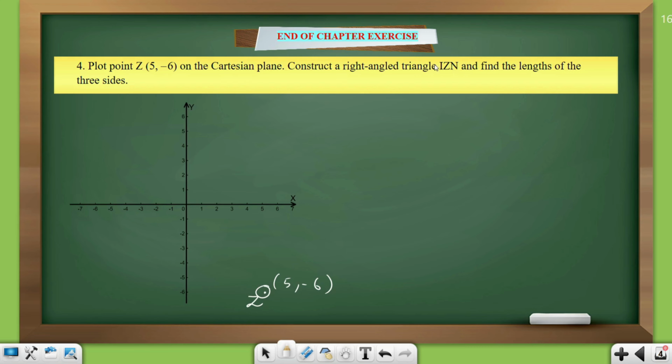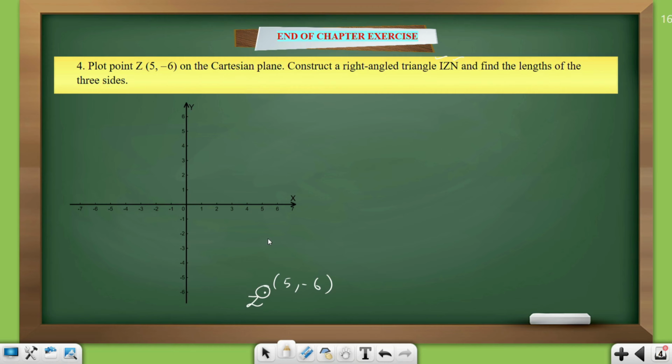Now our work is to select two more points called I and N, so that the triangle IZN should be a right angled triangle. Here is our important point. You know the point Z. I have to select two points I and N so that the triangle should be a right angle triangle, right? So what is the concept of a right angle triangle? One of the angles should be 90 degrees. Here I am going to fix the point Z as the middle point, and I am going to consider two straight lines which are perpendicular to each other, so that the triangle is a right angle triangle.